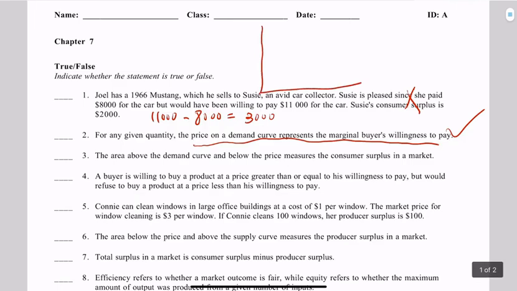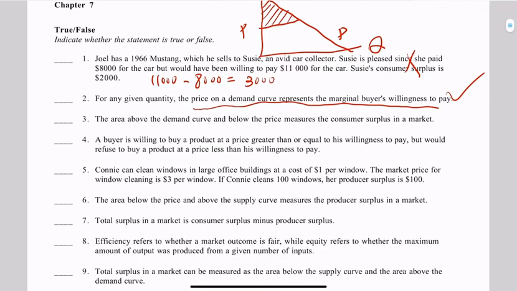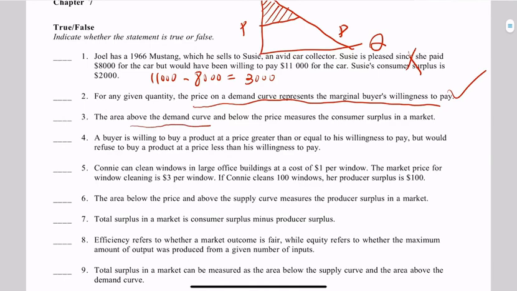So we said if you have a demand curve, this is your demand curve, and you have a price, we said the consumer surplus is the area below the demand curve and above the price. And look at the statement here. It says above the demand curve and below the price. So you can see that the statement is not correct. You should exchange above and below. That is, below the demand curve and above the price. So let me write it here. It should be below and above.